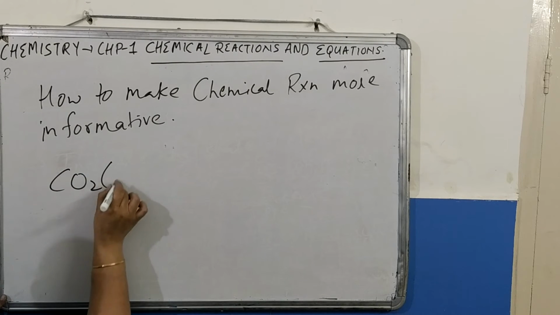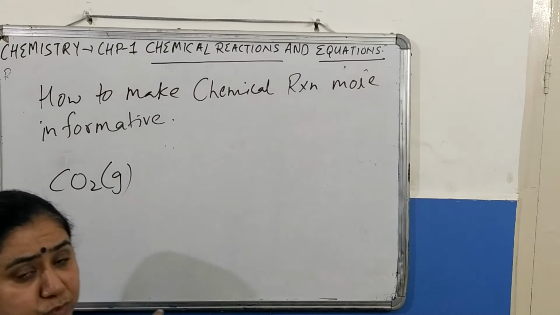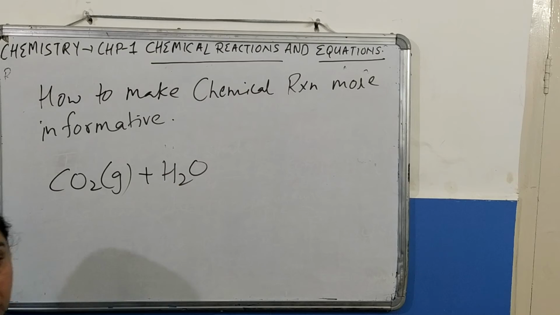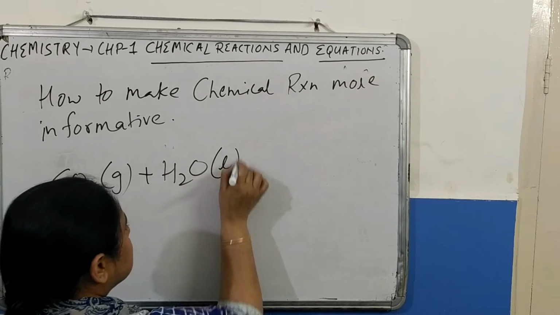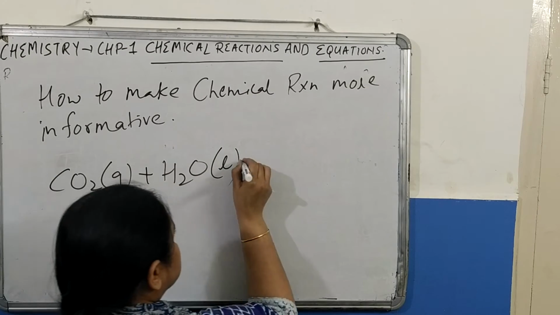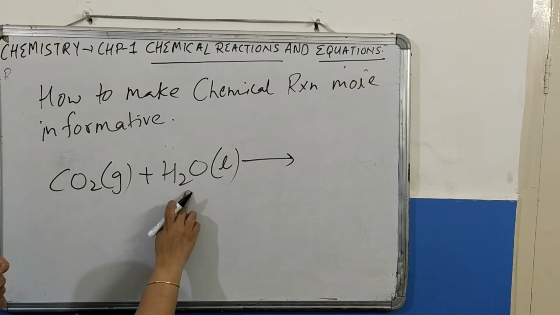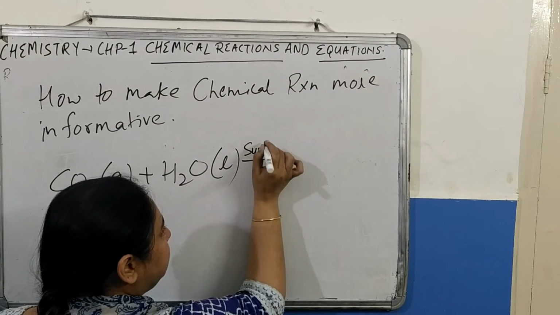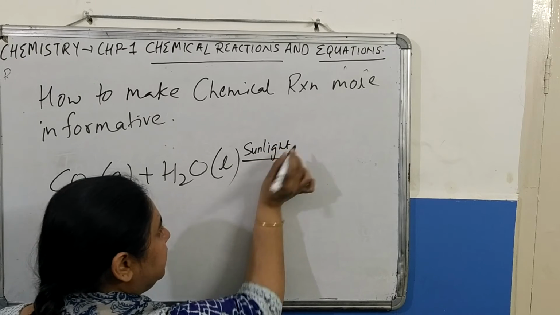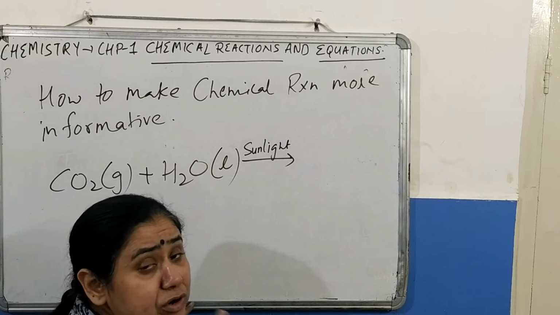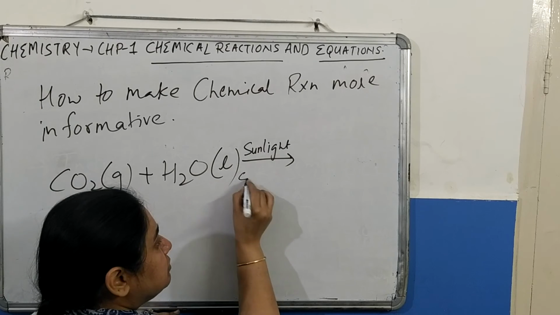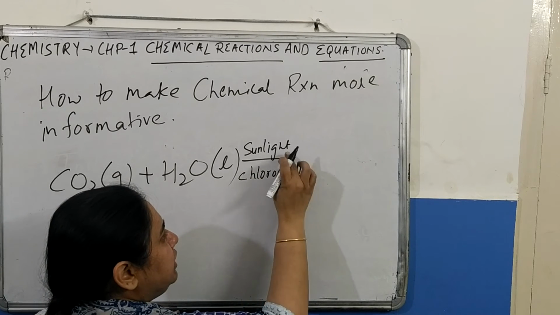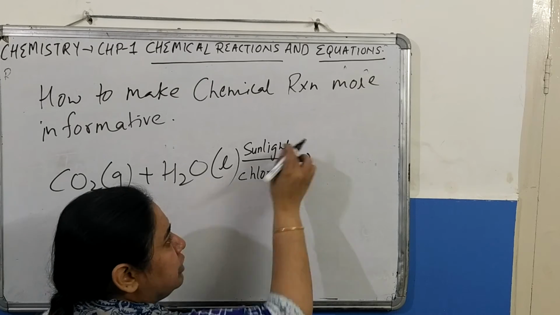Carbon dioxide, gaseous form. Can you guess which reaction I am doing? Okay, one more hint. Water, which is liquid in state. Yes, it is photosynthesis. Correctly guessed. So carbon dioxide plus water. Now what are the conditions I require? I require a temperature. I require heat in the form of sunlight. And one more essential part. What is that? Chlorophyll, the green color pigment which is going to absorb the sunlight.